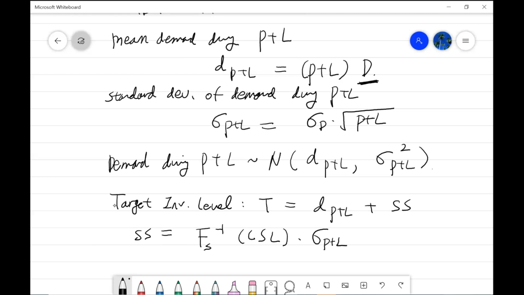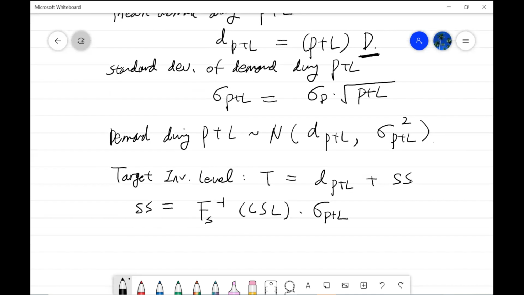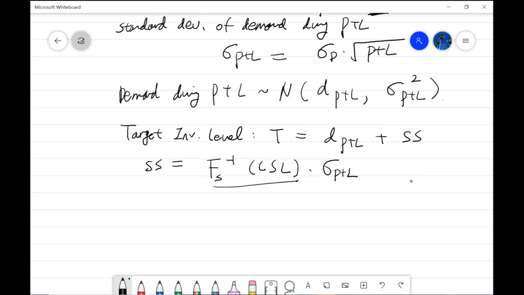So how can I get this? It's the same idea. It's from the standard normal table. There is a z multiplied by sigma P plus L. That way I can calculate the safety stock, and by adding the average demand during the P plus L, I can calculate the target inventory level under the periodic review system.